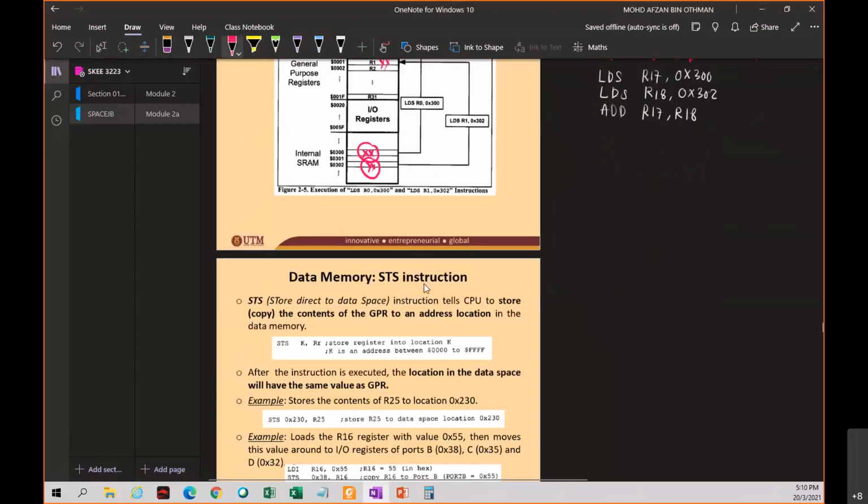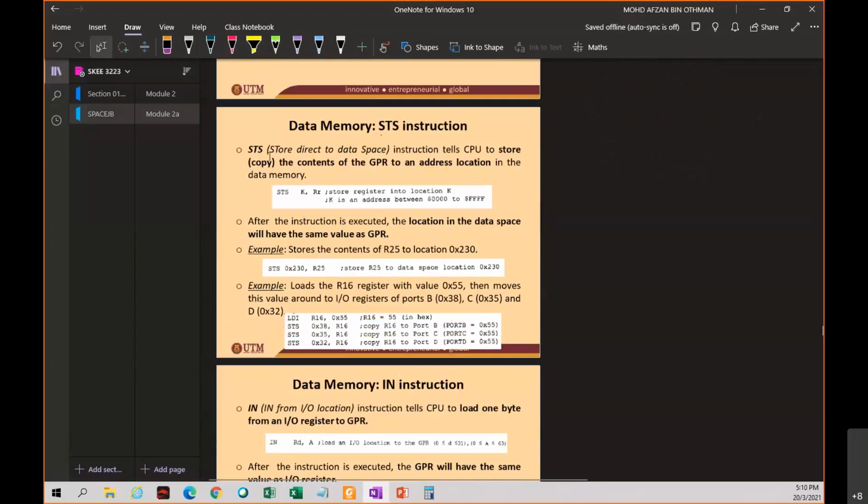Okay, tadi kita dah tengok LDI, LDS. Now we're going to see the STS. Okay, so STS instruction. What does STS do? Okay, so STS store direct to data space. Okay, so now we are going to store the data from GPR masuk ke dalam kita punya memory address. Okay, so instruction tells CPU to store the content of GPR to an address location in data memory.